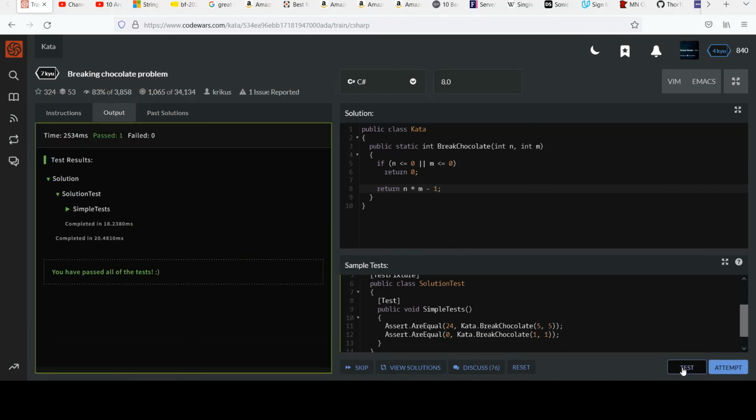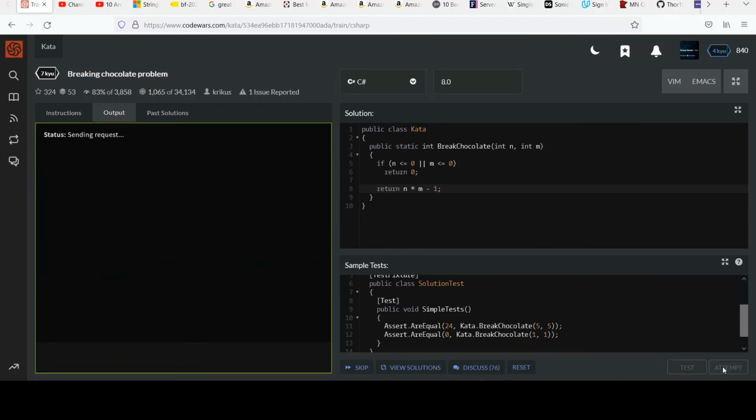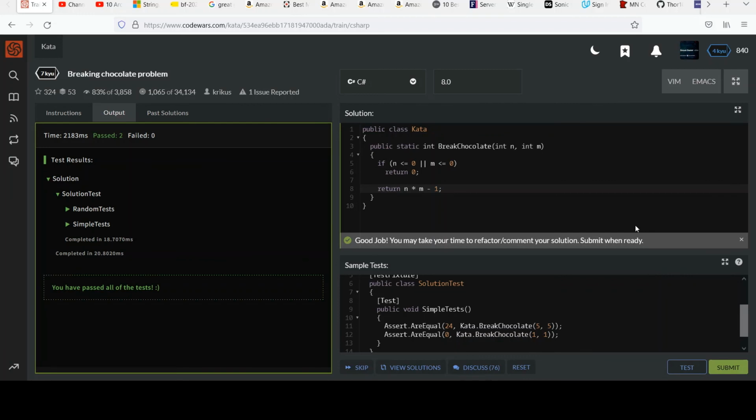Then I'll run my test. Looks good. So yeah, not too bad there. You just had to visualize how this would go, breaking up the chocolate.